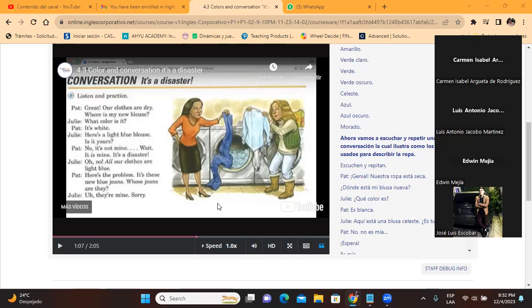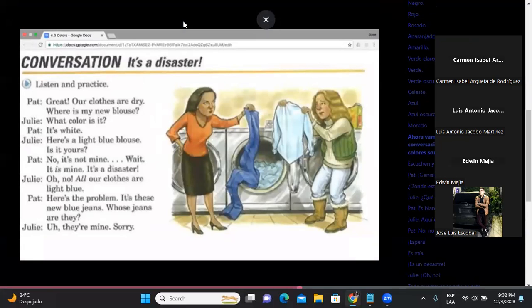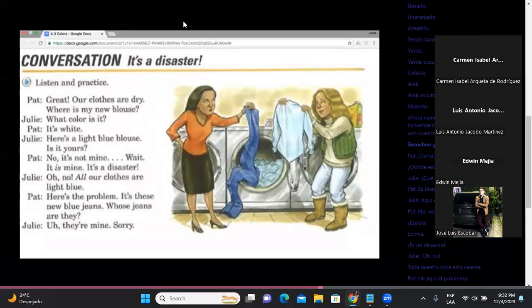Here we go. To listen and repeat to a conversation which illustrates how colors are used to describe clothing. Let's listen and repeat.